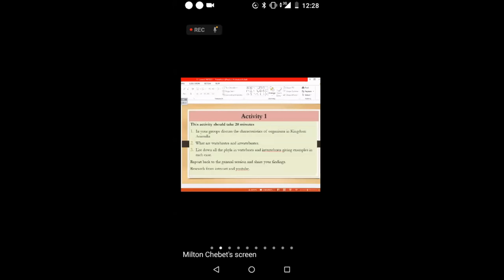We are doing them individually because we have not managed to get to the groups. For those using your phones, you can change the position so that you have a landscape view so that the questions are clear.